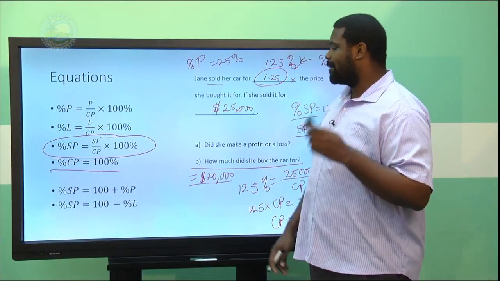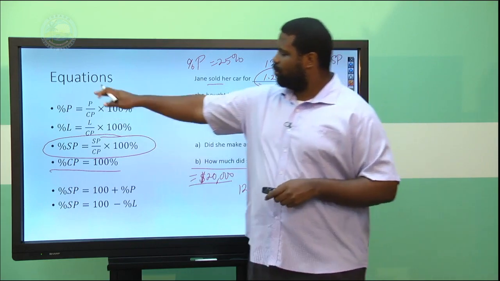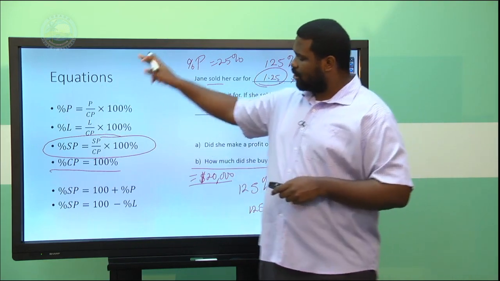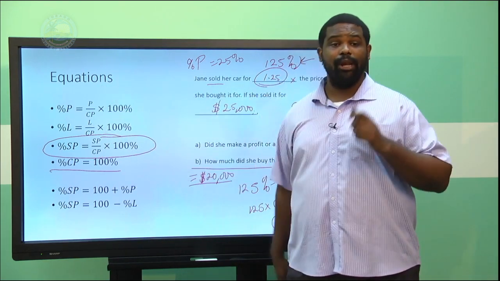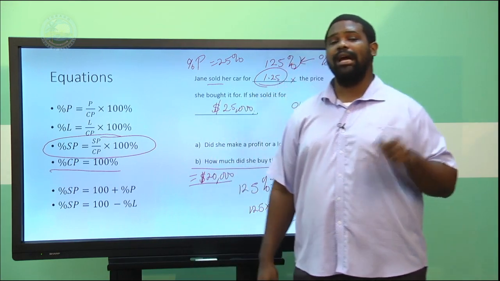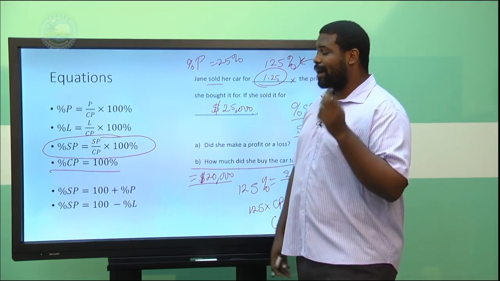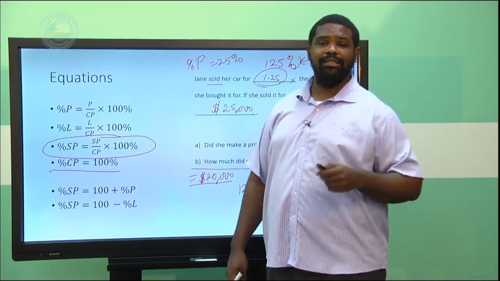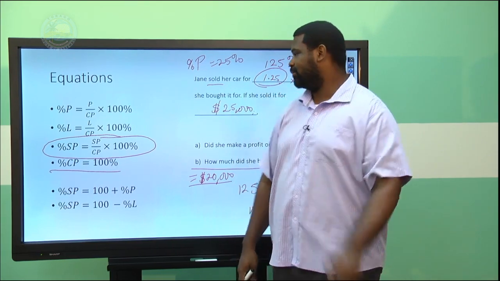And again, it's always important to remember that when you're finding your percentage values, your cost price is the one that goes below. Your cost price is the one that goes below, which means that if you have to find your cost price, you will need to transpose.